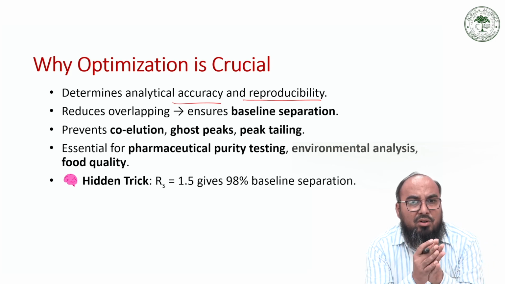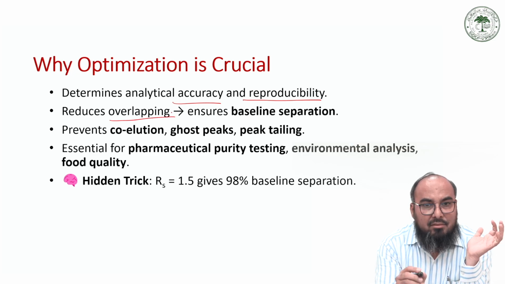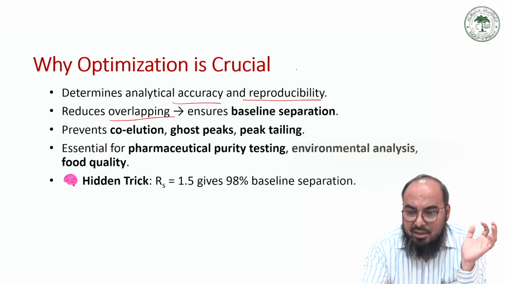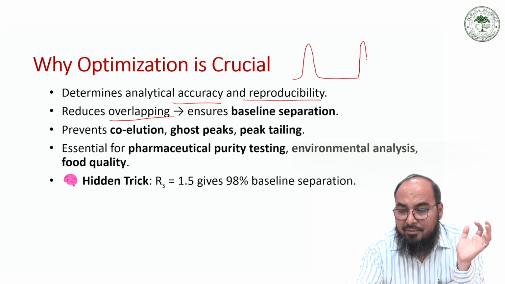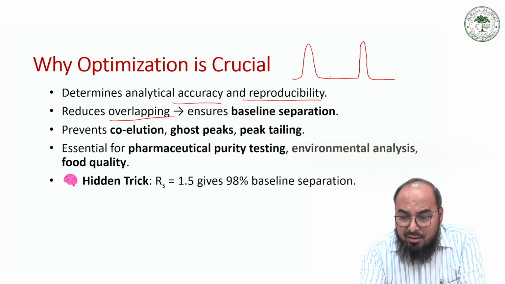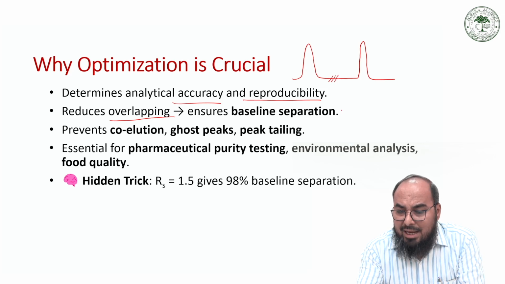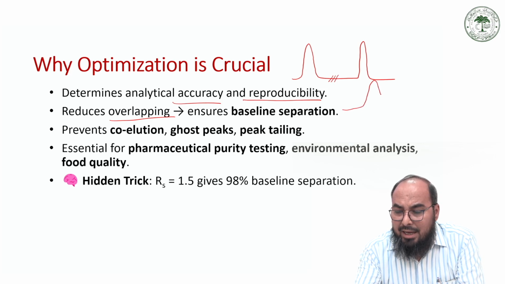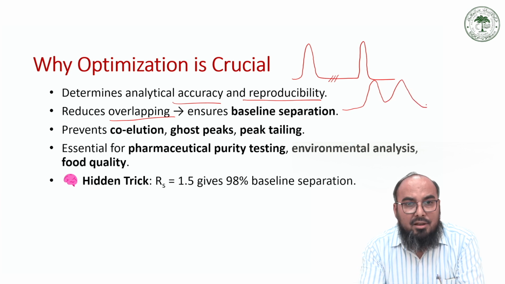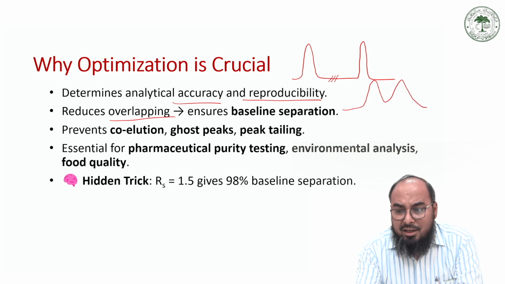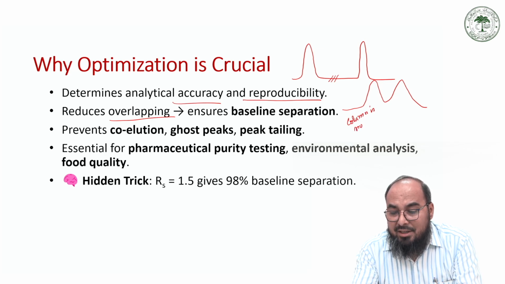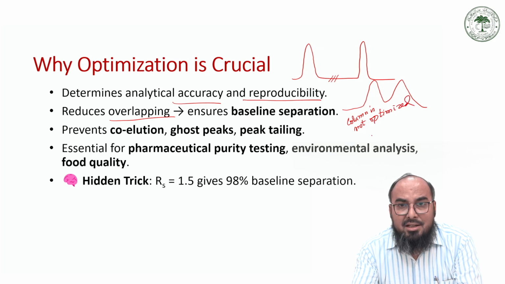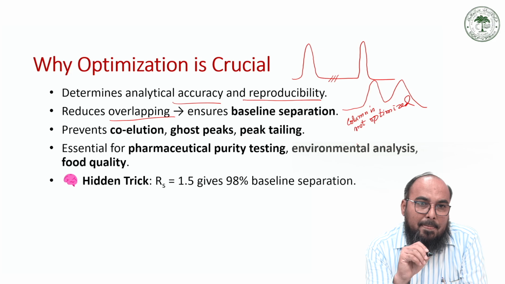Similarly, we have to ensure that there is no overlapping of the peaks. That is, your peaks coming out should be well separated from the baseline. It is not like this. This type of peaks tells you that your column is not optimized, that is, your column is not working effectively.